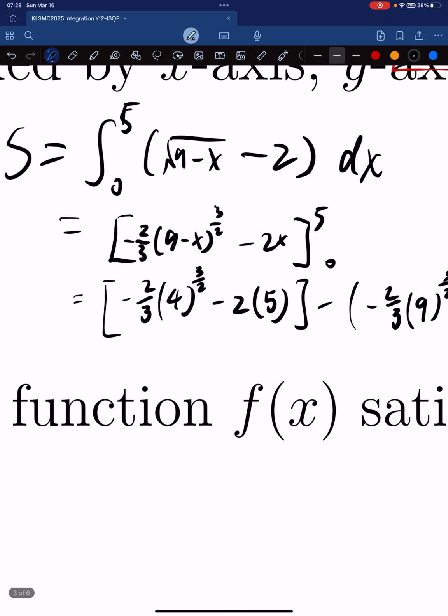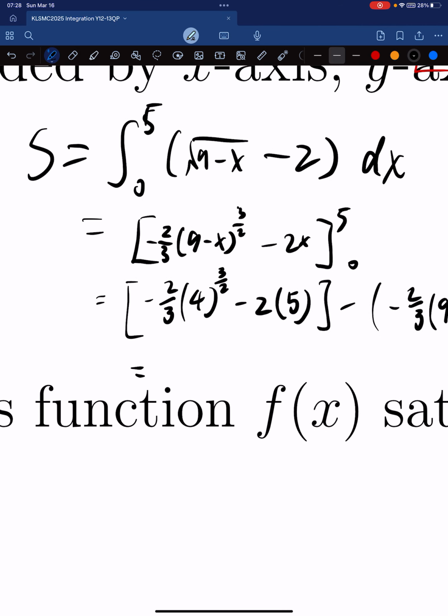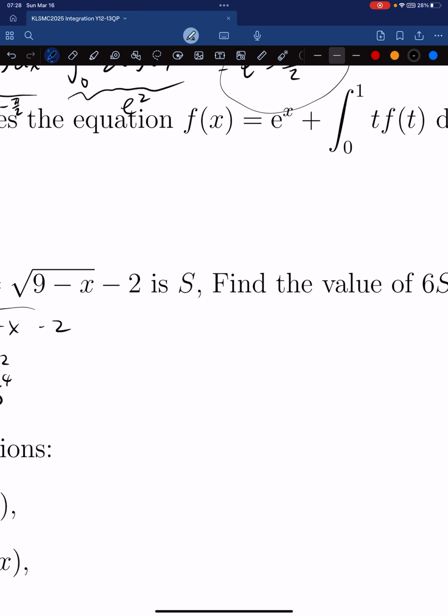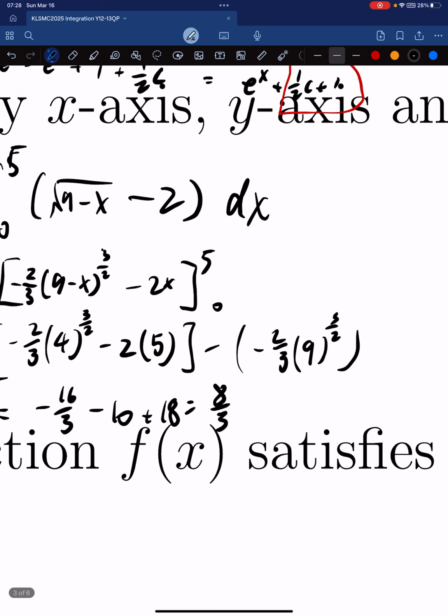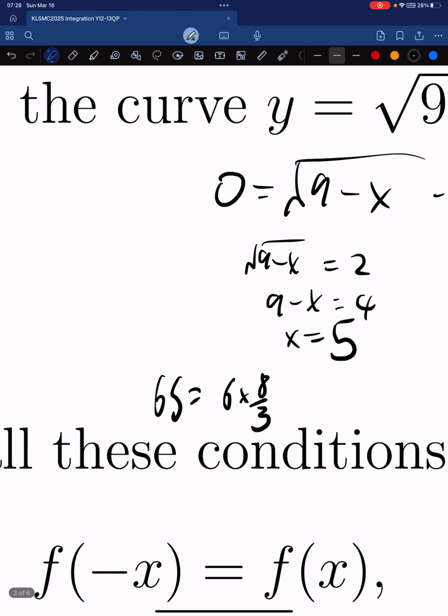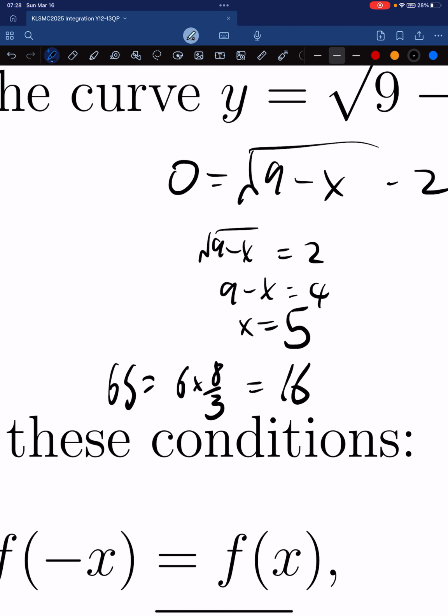So if you simplify this, you will get negative 16 over 3 minus 10 plus 18, which is 8 over 3. And because we want the value of 6 times the area, we just multiply this by 6. So 6 times 8 over 3 is 16. So our final answer is therefore 16.